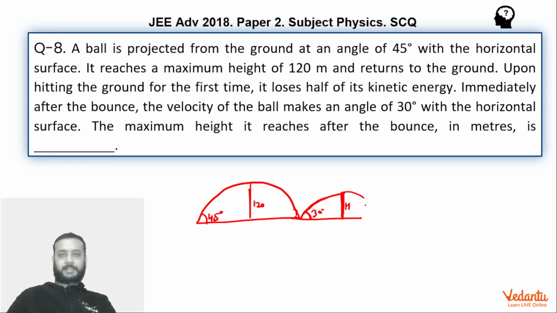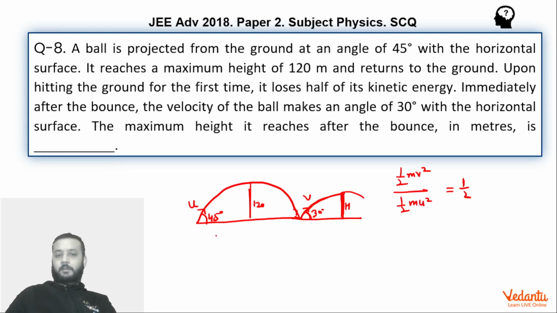So again, this will be projectile motion, of course. So we have to find this value h. So the question is fairly simple. Let us say the speed of projection here is u, and after bouncing the speed becomes v. So the kinetic energy ratio, half mv square divided by half mu square, in the question has been given as half.